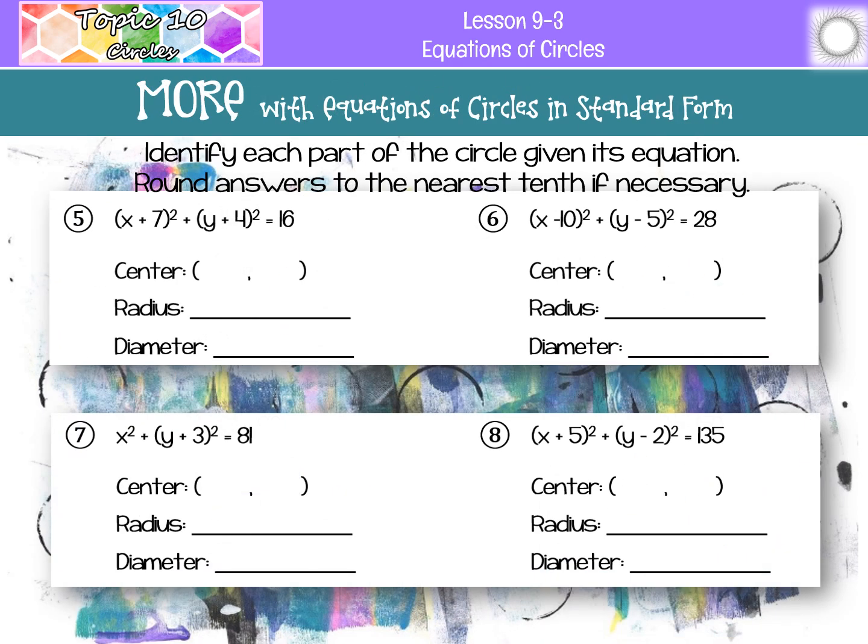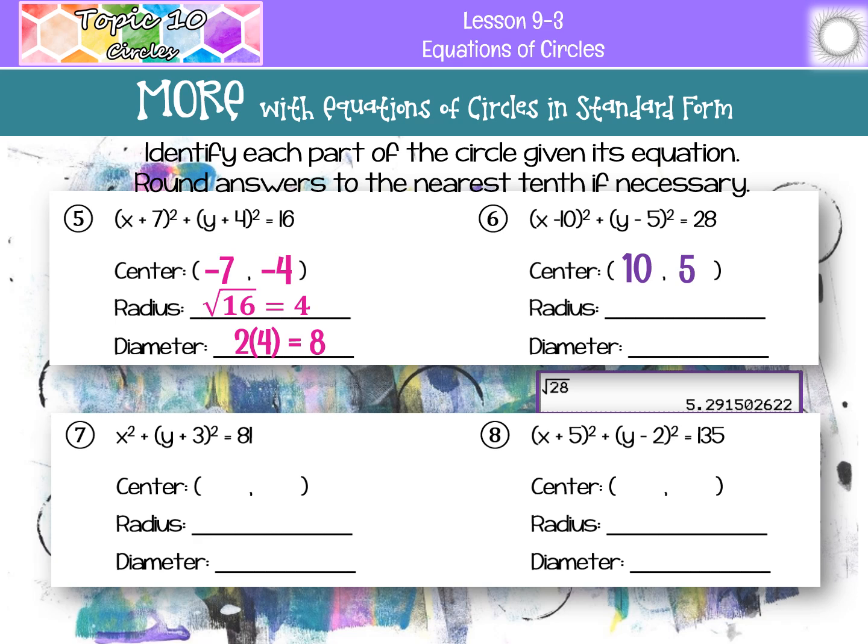More examples. Number 5, same directions. We have the center, opposite, opposite, -7, -4. Radius is the square root of 16, which is 4. Diameter is double that, which is 8. Number 6, center, opposite, opposite, +10, +5. Radius is the square root of 28, which is about 5.3. Double it to get the diameter of about 10.6.